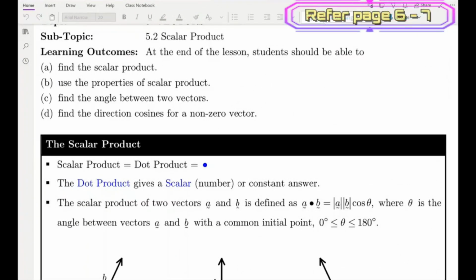Subtopic 5.2 Scalar Product. At the end of the lesson, students should be able to find the scalar product, use the properties of scalar product, find the angle between two vectors, and find the direction cosine for a non-zero vector.